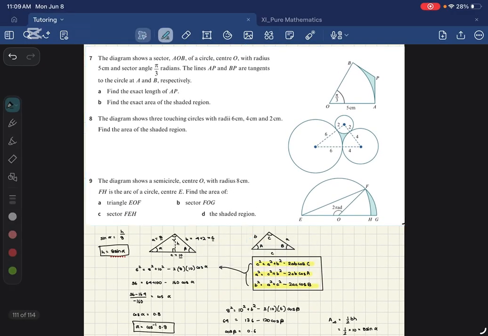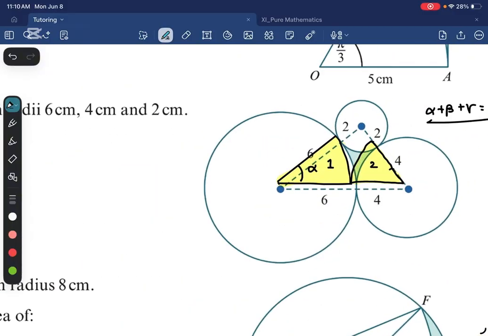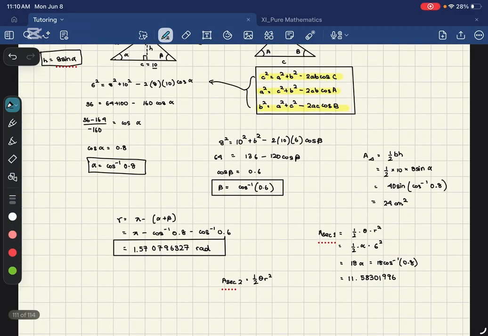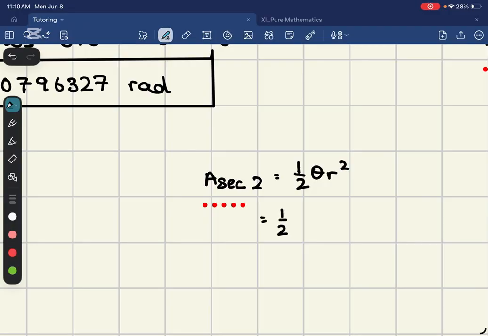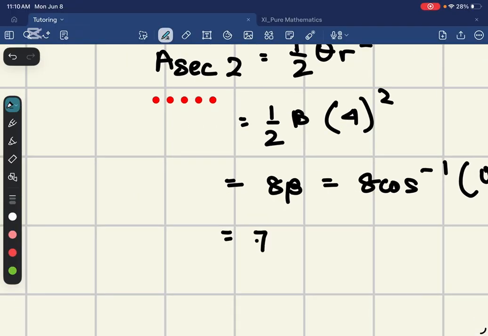Okay, sorry, my drawing. So this area is sector 2, right? The radius is going to be 4, and the angle here we called beta. So it's going to be half beta, and it was 4 squared. So 16 divided by 2 is 8 beta. Beta is just 8 cosine inverse of 0.6, right? And you get 8 times cosine inverse of 0.6 gives you 7.41 something, 8361744. That is what you get.